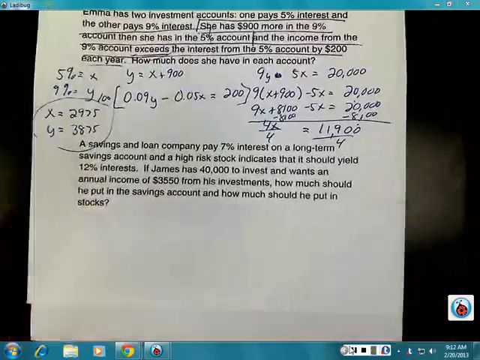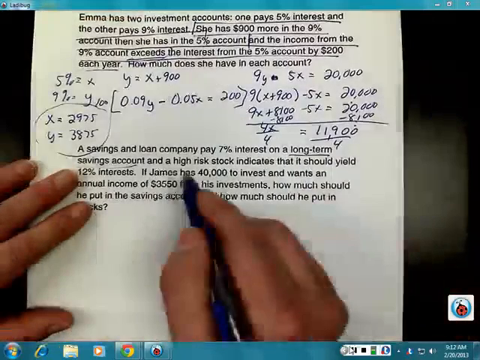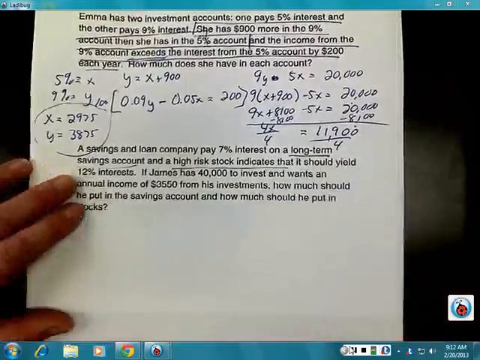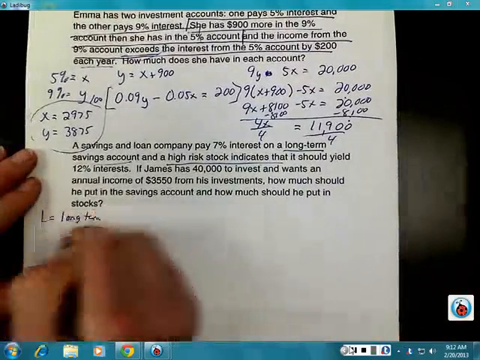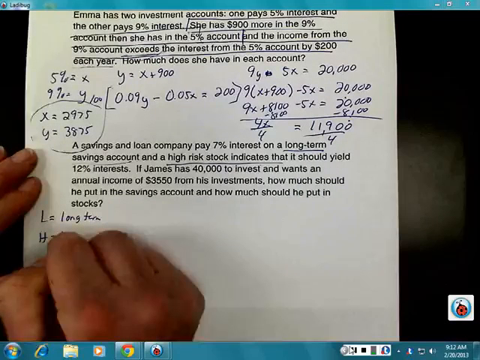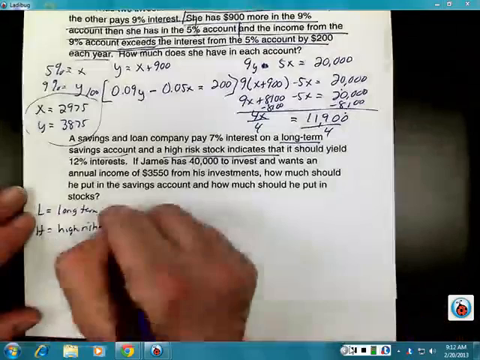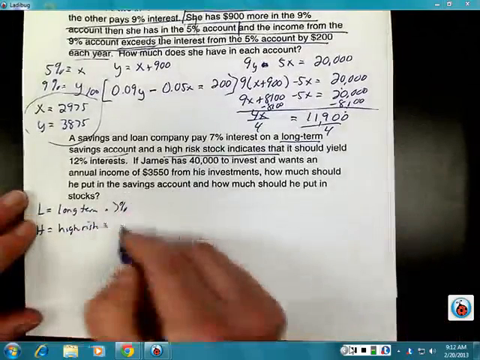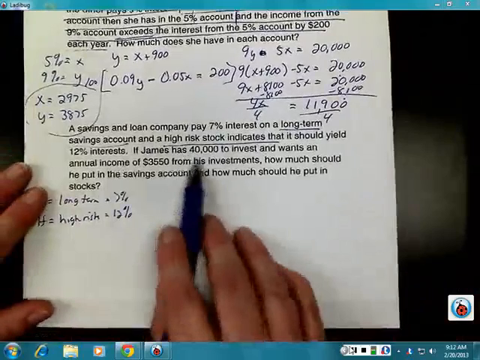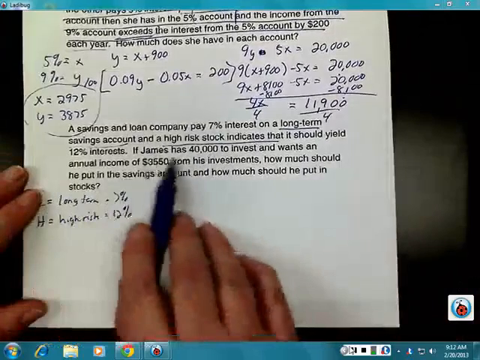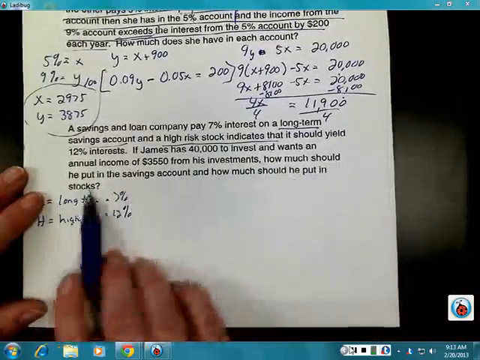Okay, another one down below here. A savings and loan company pays 7% interest on a long-term savings account, and a high-risk stock indicates that it should yield 12% interest. So we'll let L equal the long-term, and we can let H equal the high-risk. So just for letters. So we know we got two pieces in there. And the long-term's interest rate is 7%, and the high risk is 12%. So I gained that from the first sentence. It says, if James has $40,000 to invest and wants an annual income of $3,550 from his investment, how much should he put in the savings account and how much should he put in the stock?